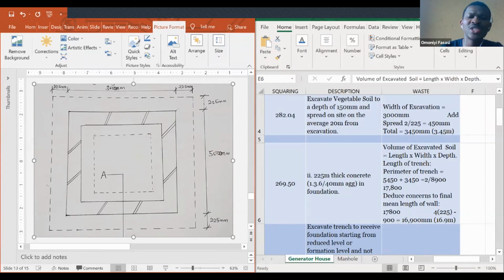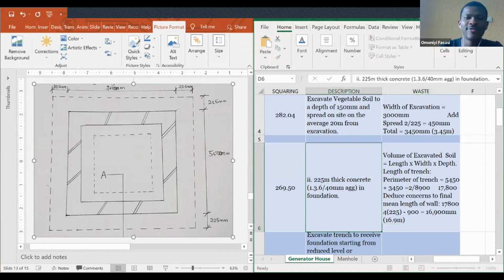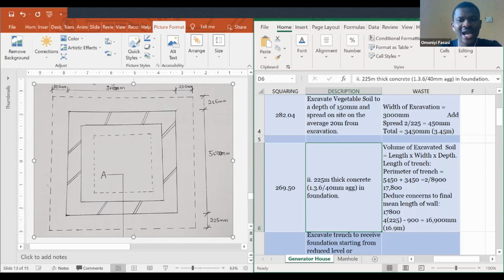But I am not using this total area. Like now I was saying that you just need to excavate the part you need when you're dealing with the trench. So I would have to remove this 225, 225, 225 away. So me removing this 225, 225, 225 away is now me trying to say 4 times 225, which is equal to 900, minus the 17,800 I have above. So I'll be having what? 16,900, which is 16.9 meters.